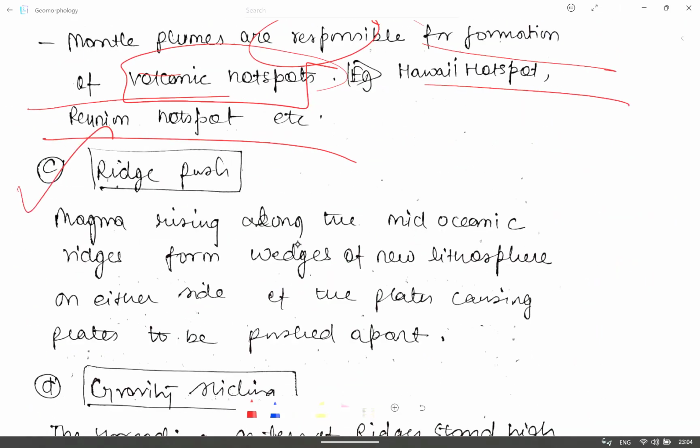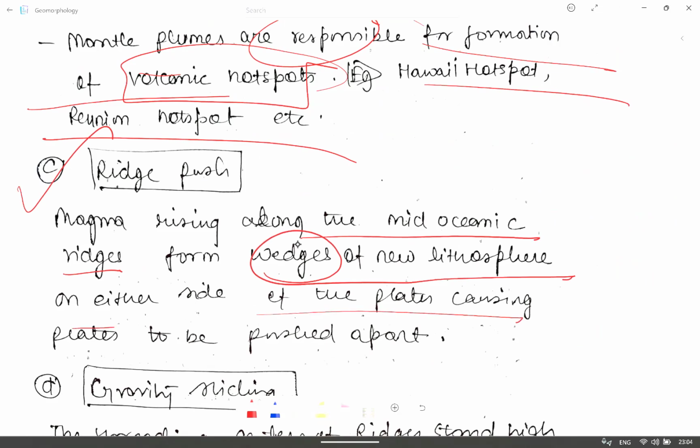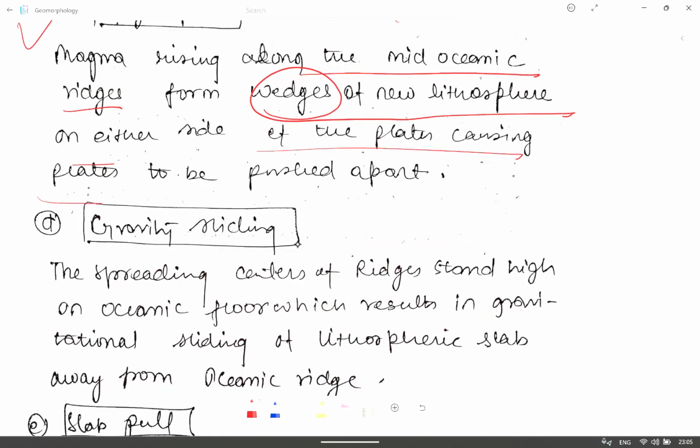Next आता है ridge push. Ridge push क्या हो गया? The magma which is rising along the mid-oceanic ridges forms wedges of new lithosphere on either side of the plates, which causes the plates to push apart. तो ये जो ridges का formation होता है, with the flow of mantle, it will force the ridges to move apart. So magma rising along the mid-oceanic ridges forms the wedges of new lithosphere on either side of the plates, which causes plates to be pushed apart.